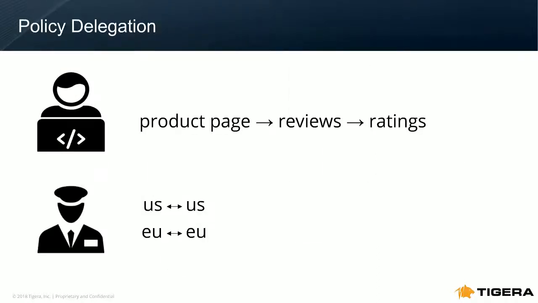So let's think about policy delegation. The developer knows that product page needs to be able to talk to reviews and details, and knows that reviews needs to be able to talk to ratings. So that's something the developer knows, and that's something they want to write policy for. Similarly, the security or compliance team has a policy that says only US apps should be able to talk to other US apps, and only EU apps should be able to talk to other EU apps, and never the twain shall meet. Don't cross the streams, for whatever reason this might be.